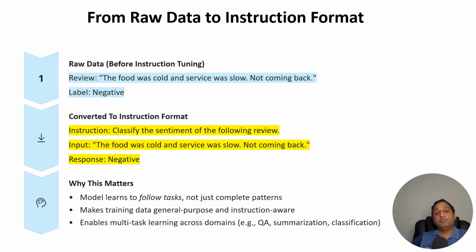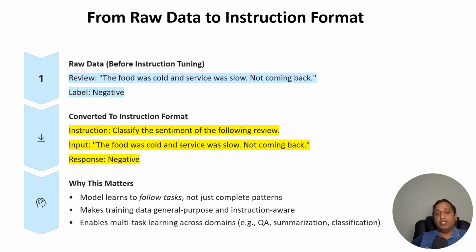Now, when I say from raw data to instruction format, here's one example. Say my raw data is a customer review: "The food was cold and service was slow, not coming back." We have labeled the data as negative. Now I convert this into an instruction. What is the instruction? Classify the sentiment of the following review. This is the input, this is the response. Now the model knows that an instruction of type classifying a sentiment, with this type of input, means negative.